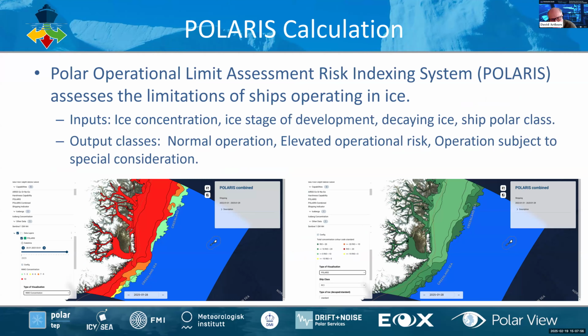One of the things that the Polar Code talks about is the so-called Polaris calculation. Polaris stands for Polar Operational Limit Assessment Risk Indexing System. Long title, everybody just calls it Polaris, which assesses the limitations of a ship operating in ice.